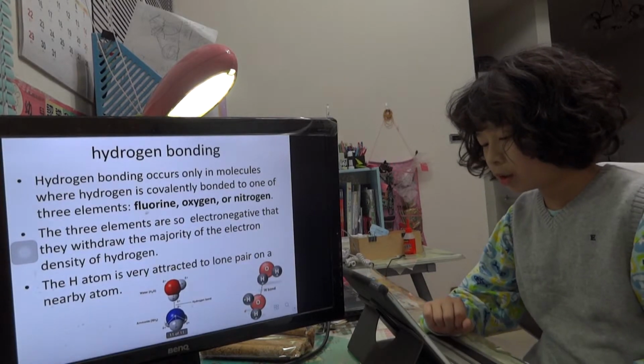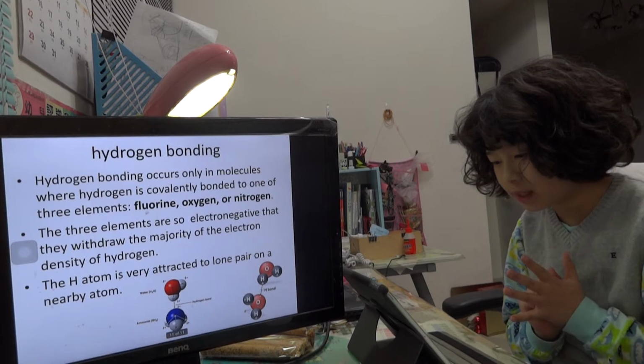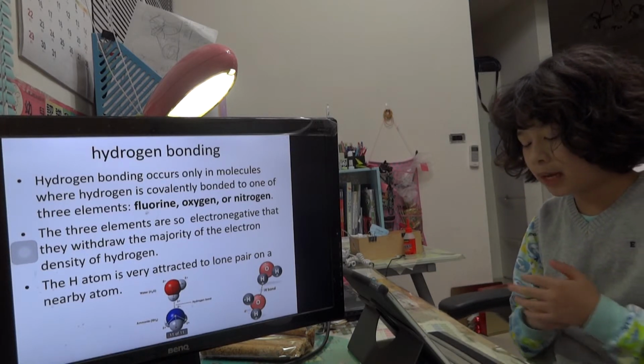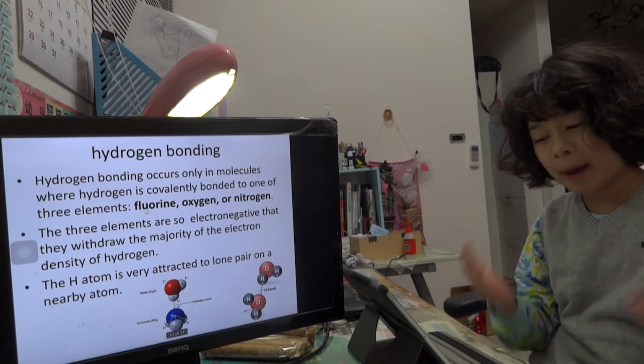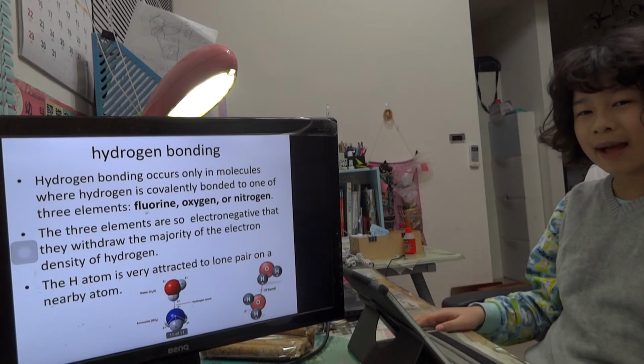Okay. So the 3 elements have very strong electronegativity, okay? And hydrogen bond is only covalent with hydrogen. Of course, that's why it's called a hydrogen bond.